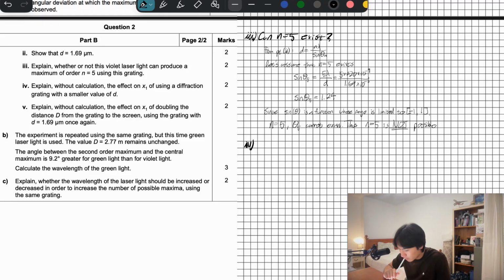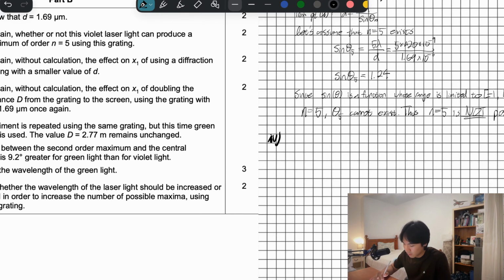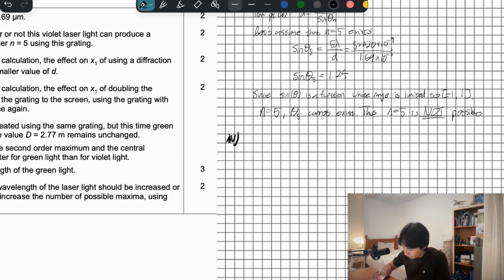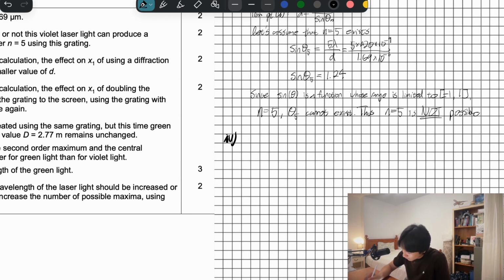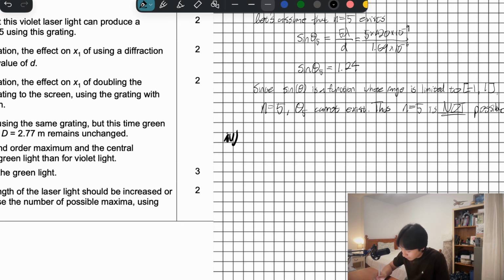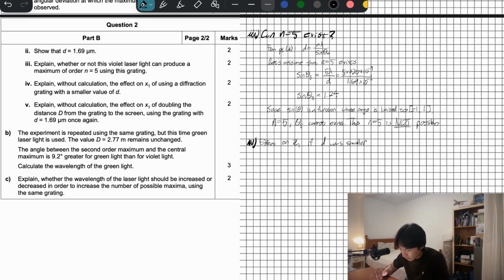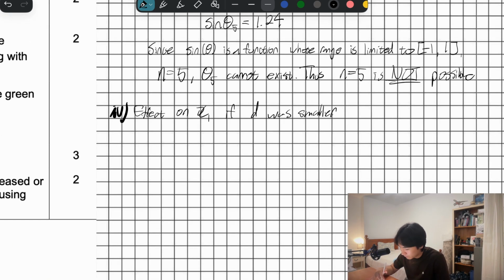So explain without calculation the effect on x1 of using a diffraction grating with a smaller value of d. Let's just summarize that real quick. So, effect on x1 if d was smaller. That's essentially the question, right? Using a smaller grating.